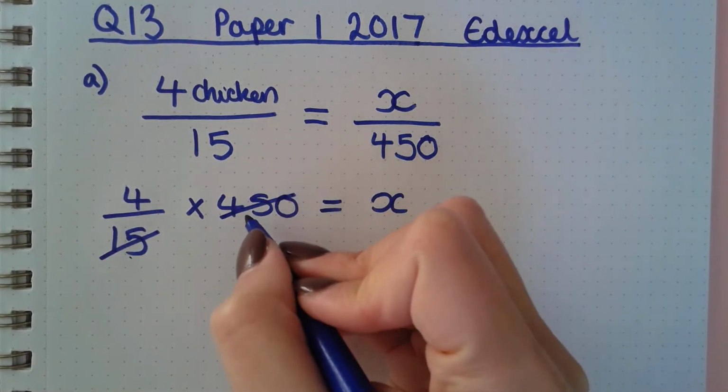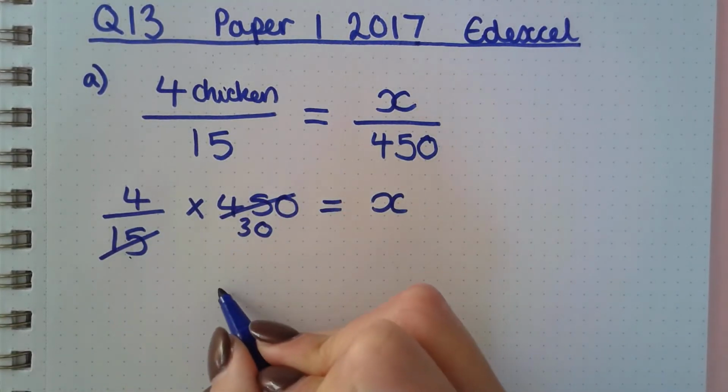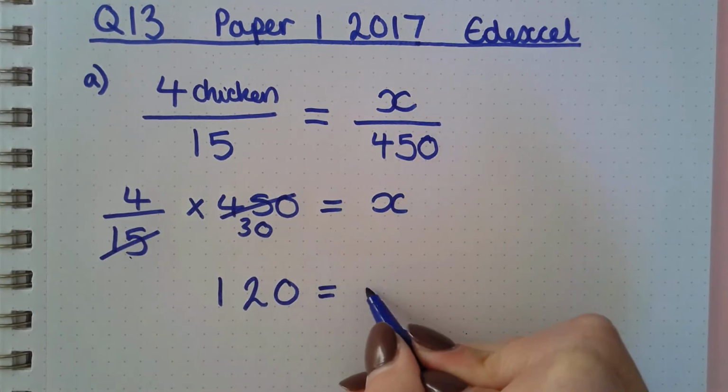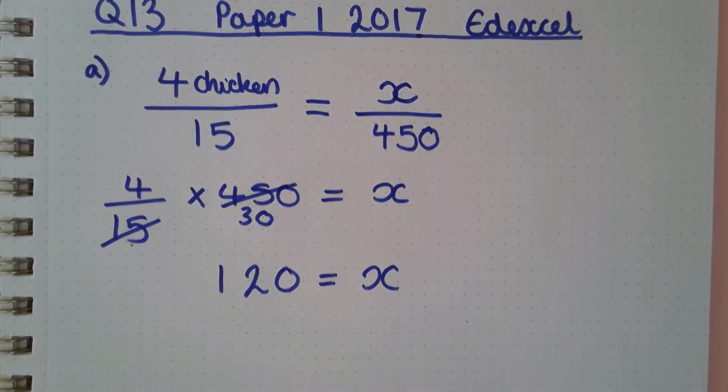So I've got 4 lots of 30, which is 120. Part B.